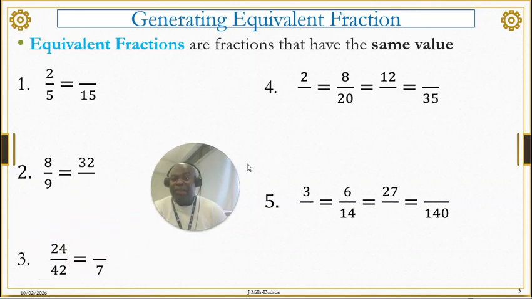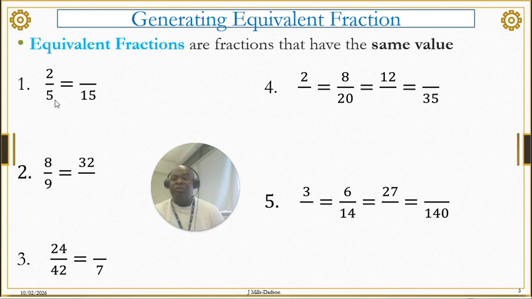Hello, welcome back again. Let's look at how to generate equivalent fractions. Equivalent fractions are fractions that have the same value. So for example, we have 2 over 5 and it's equal to a number over 15, and that number is missing. And we are supposed to find all the missing parts of the fraction to make these equivalent.